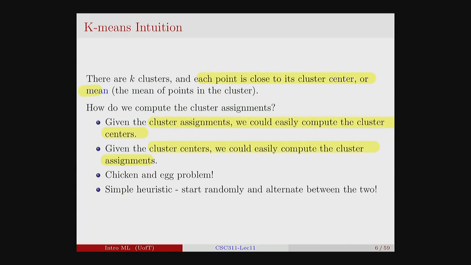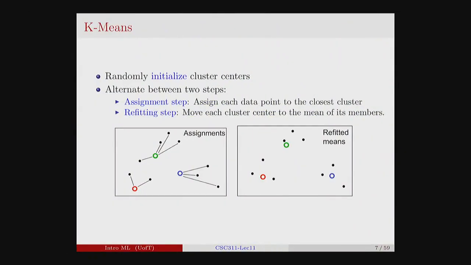So let's look at what that means visually. We're going to randomly initialize the cluster centers and alternate between two steps, the assignment step and the refitting step. In the assignment step, which is this first slide here, we're going to assign each data point to its closest center. We've randomly initialized the cluster centers here. So we have three centers, green, red, and blue.